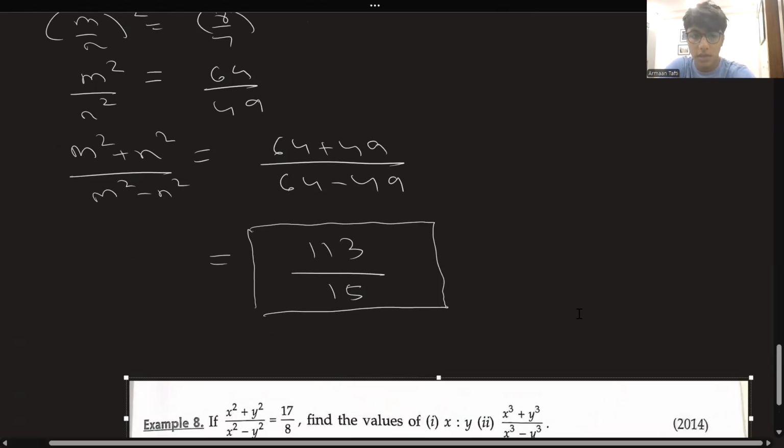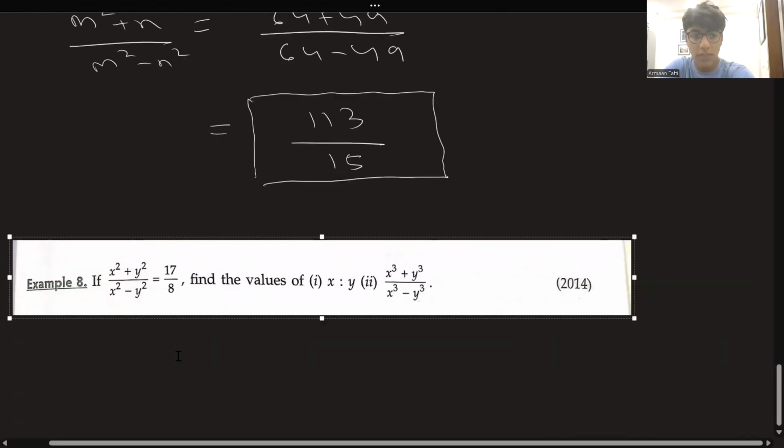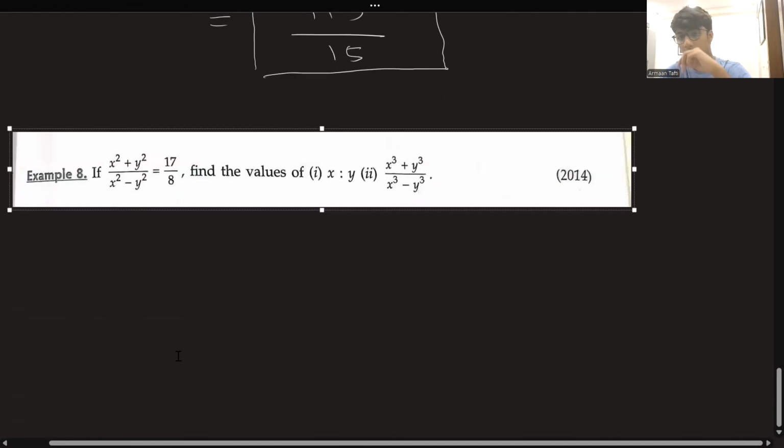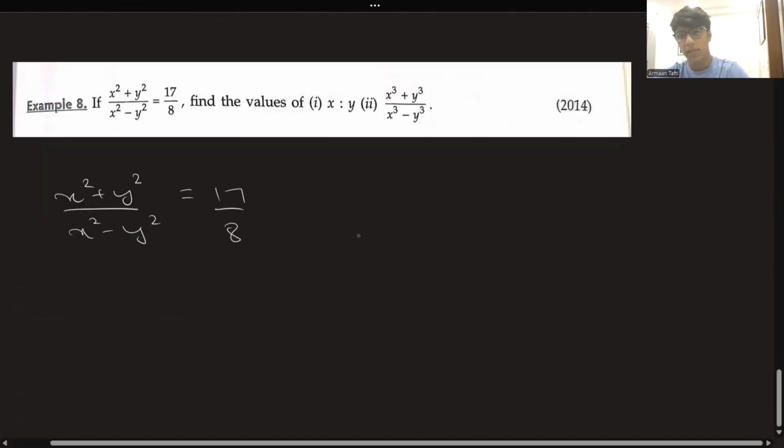Right. Okay. We've been told that x square plus y square by x square minus y square. Again, I'm sure you notice a plus b, a minus b, right? Equals 17 by 8. So we have to find the value of x is to y. Okay, that's fine. Let's do that. So x square plus y square by x square minus y square. By the first method I showed, you can directly write this as x squared by y square equals to 25 by 9. Okay, but I'm going to again formally do it as well.